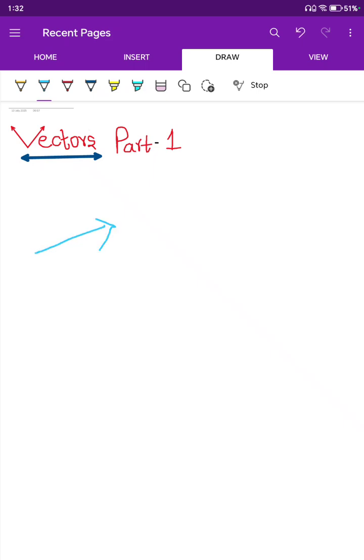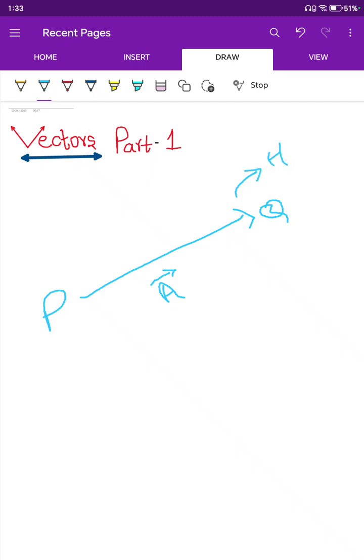This is called a vector. Yep, as simple as that. Let's make it pretty big. Let's take this as a vector. Let's suppose this is q, and let's suppose this is p, and we name it as a. So it's the representation of a vector. We call this the head, and we call this the tail.